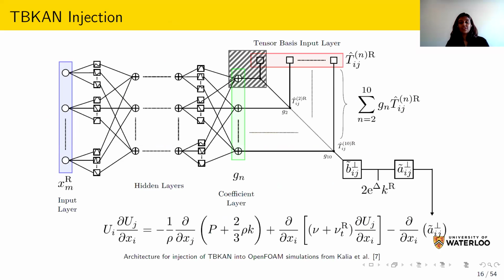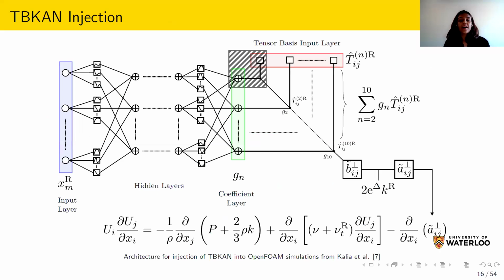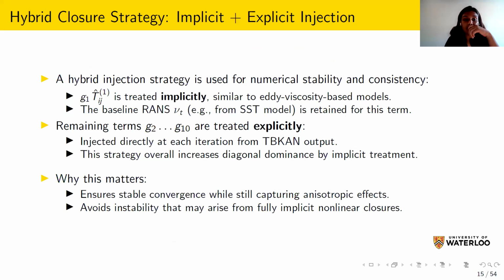I just want to show the injection process once, and then I'll get back to the closure strategy. We have the RANS momentum equation at the bottom, as you can see. The Aij term is being injected back into the U momentum equation. And we have that Kr value right between Bij and Aij. That's the TKE value correction that we also use from RANS, where the superscript R refers to RANS. And if I go back, one thing you would have noticed is that we use a hybrid injection strategy.